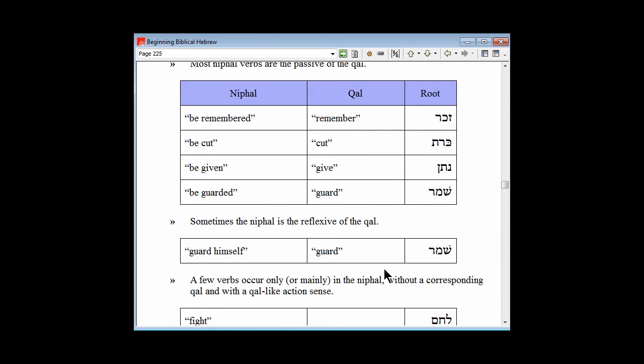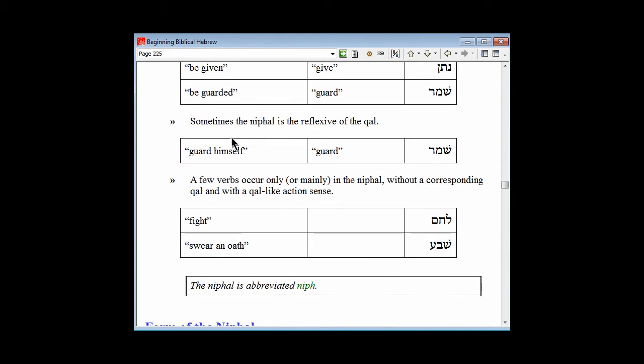Now, if we go down here, he says, well, sometimes it's best to translate it as reflexive. So here we have guard, and you could have be guarded, but you could also have guard himself. So he throws in the reflexive here.